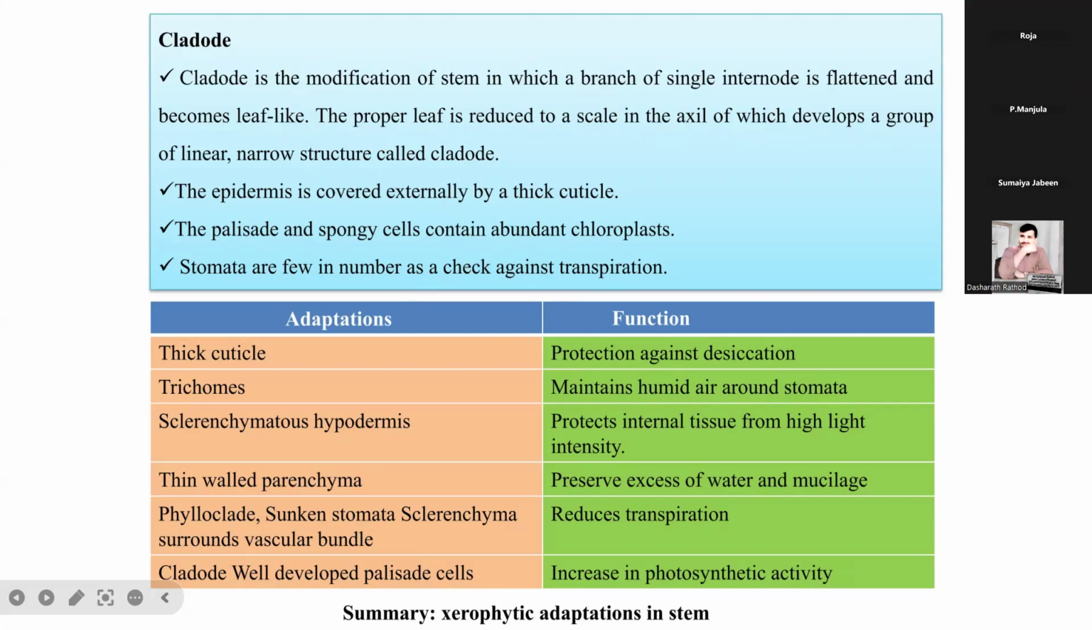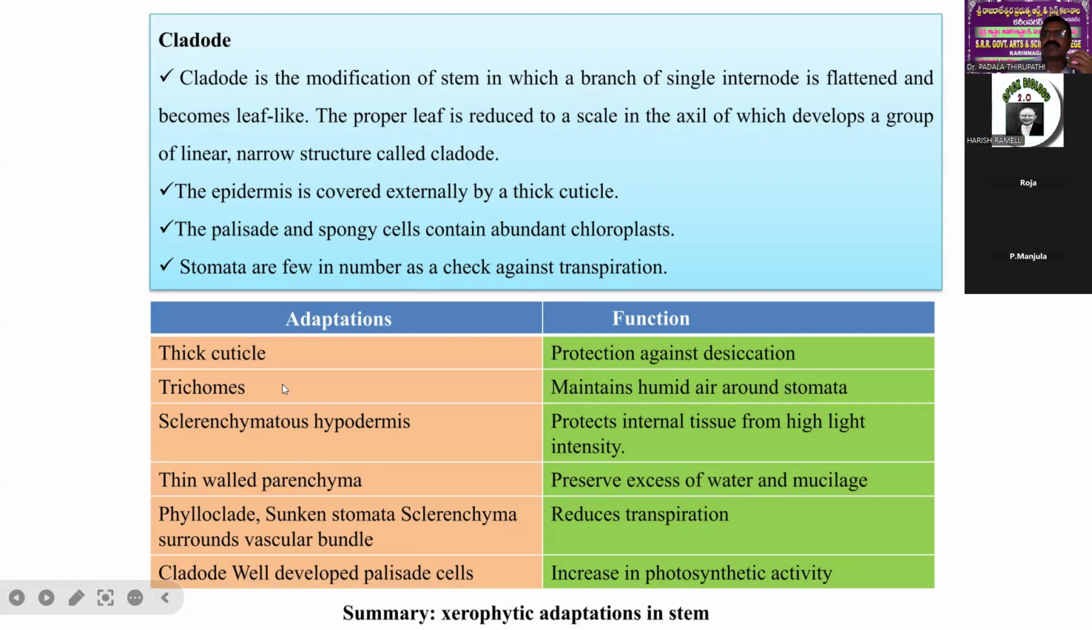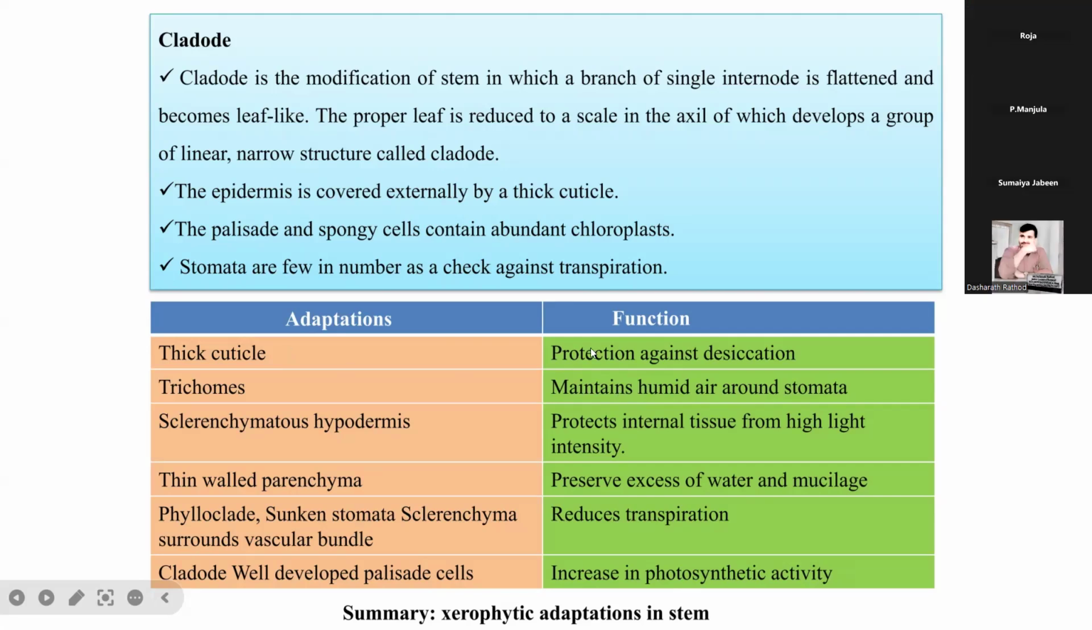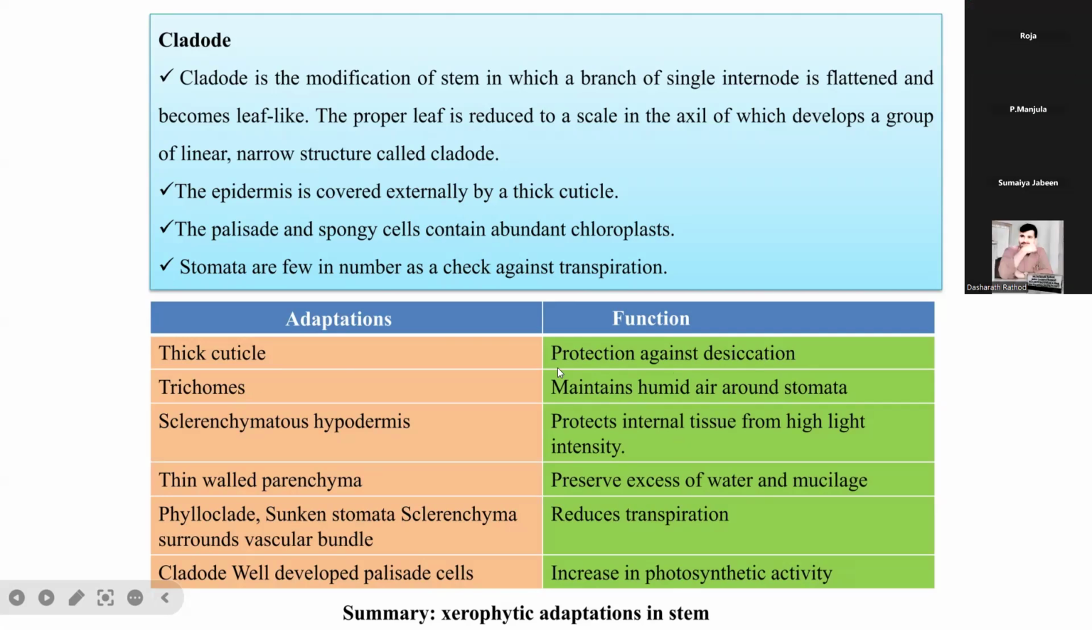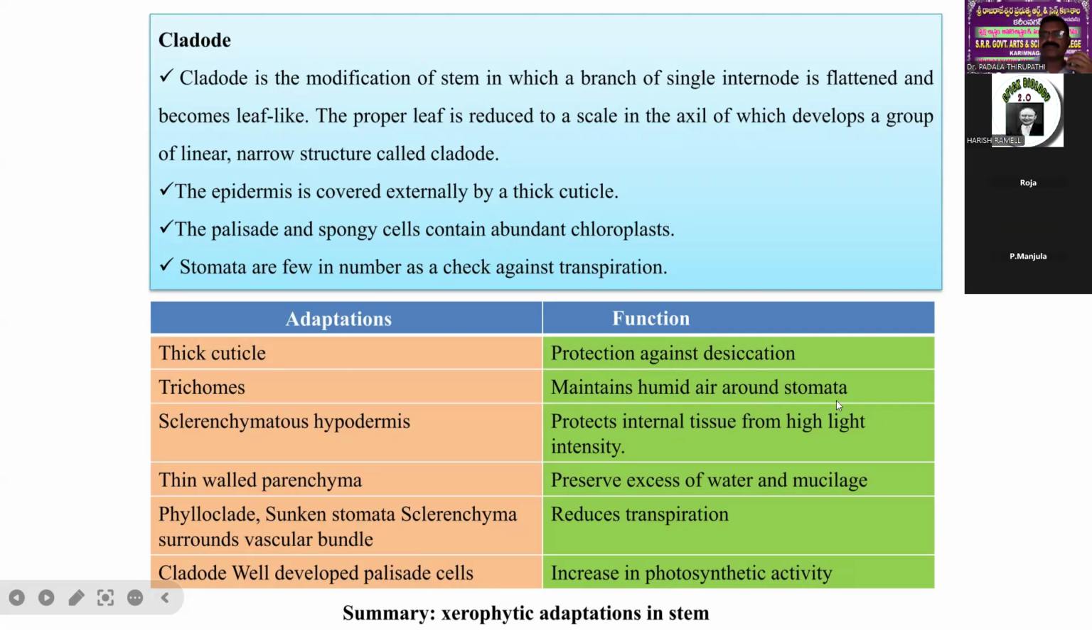So here are the main adaptations and their functions. Due to the presence of a thick cuticle, which we generally observe in xerophytes, the main function is protection against desiccation. Trichomes maintain humid air around the stomata. Sclerenchymatous hypodermis protects the internal tissues from high light intensity and also gives mechanical support.